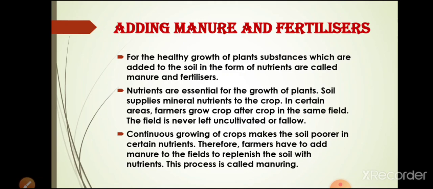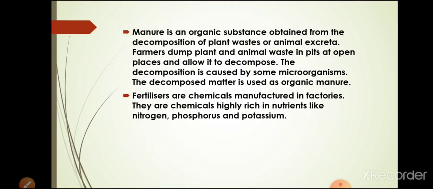So students, what is manure? Manure is an organic substance which is obtained from the decomposition of plant or animal waste, which you already studied in 6th standard or 7th standard. As I already explained about manures, now there is another term, fertilizer. What is fertilizer?